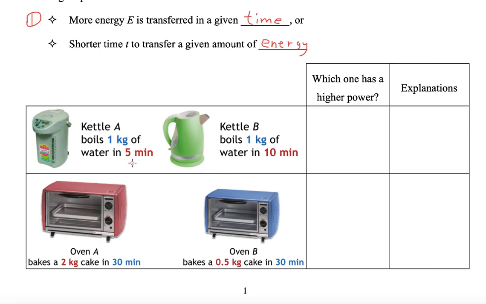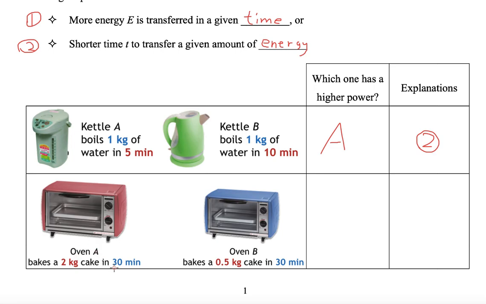As kettle A can boil this amount of water in a shorter time, t, that means that kettle A has a higher power. And why? Because it can use a shorter time to transfer the same amount of energy. Sorry, this one should be reason 2. So which reason? It's about the time, right? It's the fixed amount of energy but different time. So for simplicity, we just write down reason 2. And another example would be the oven here.